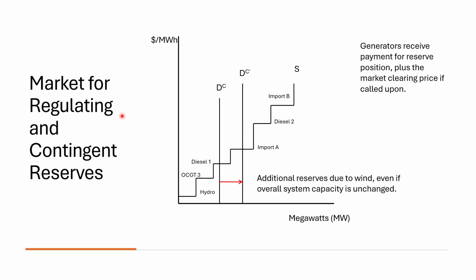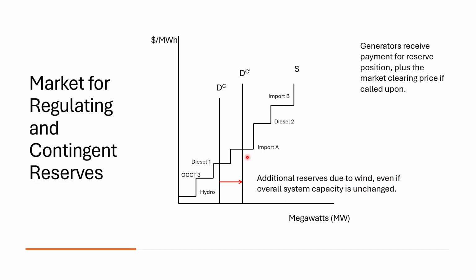So the market for regulating and contingent reserves looks like this. It's got a supply stack as well. Now you could have an import, and generators would receive payment for the reserve position, so the capacity payment, plus the market clearing price if they're called upon to deliver electricity. With wind, the demand for reserve capacity increases from DC to DC prime, which requires additional reserves due to wind, even if overall system capacity is unchanged.